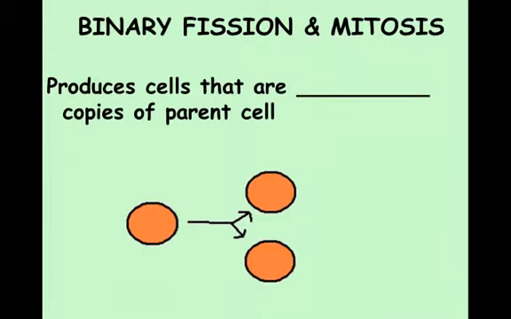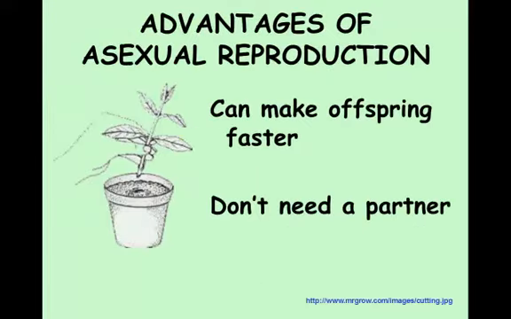If you think about mitosis, mitosis is kind of like making clones. It produces cells that are identical copies of the parent cell. When we do asexual reproduction, there are some advantages to having an organism reproduce that way. First of all, you can make lots of offspring really fast. You don't need a partner around to do it. You don't have to hook up with someone.